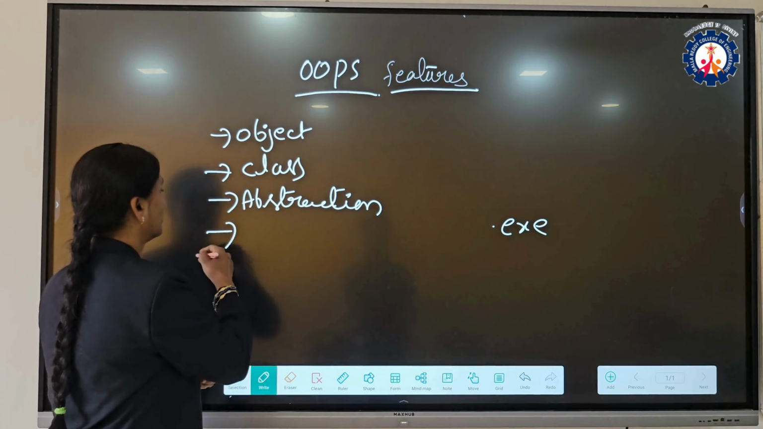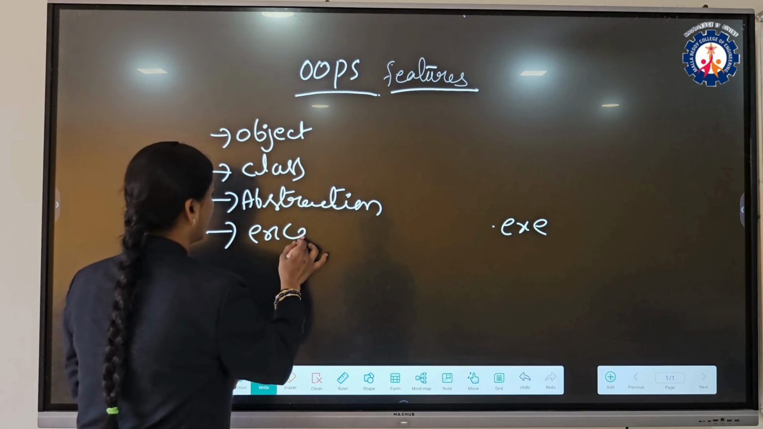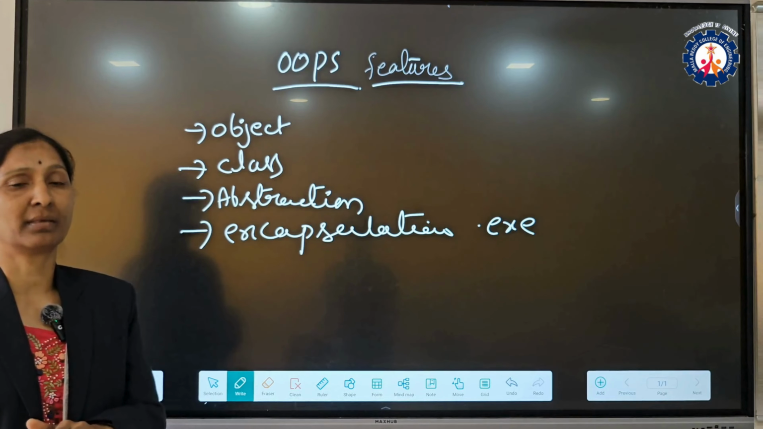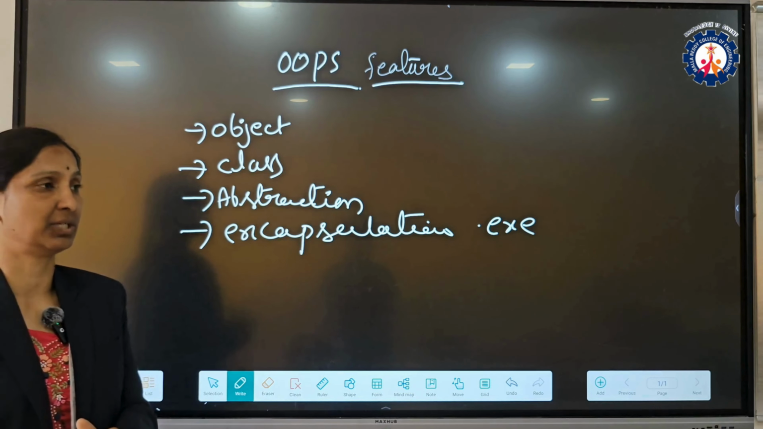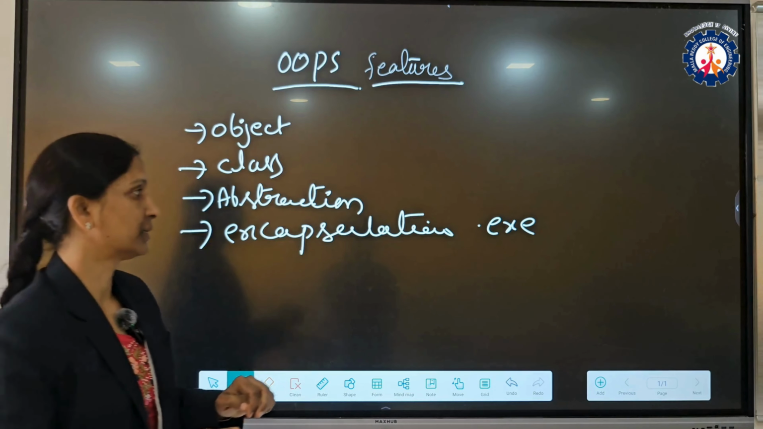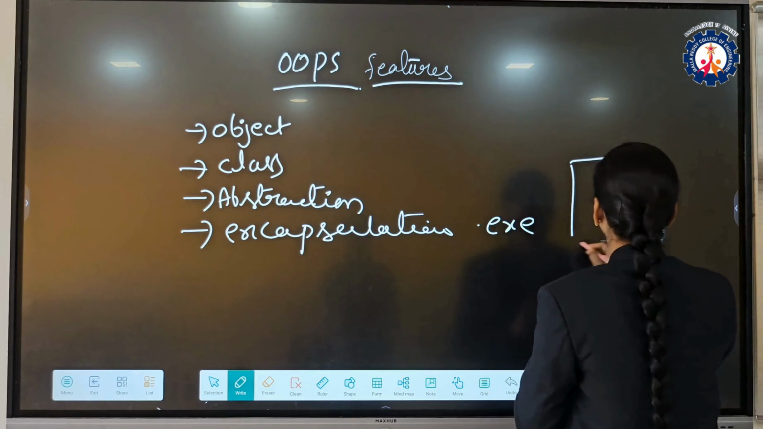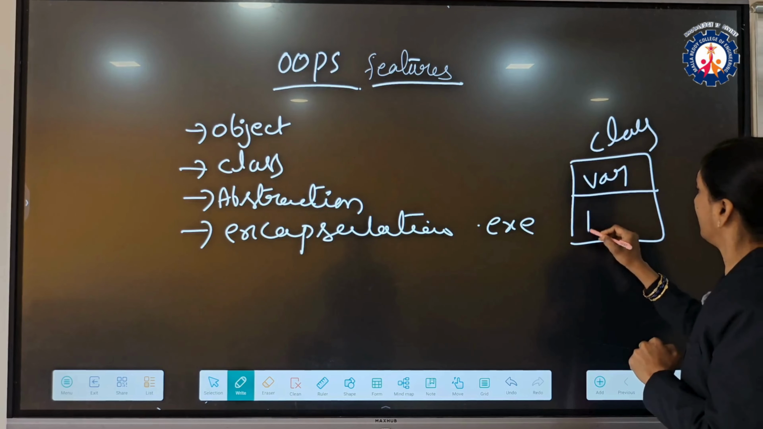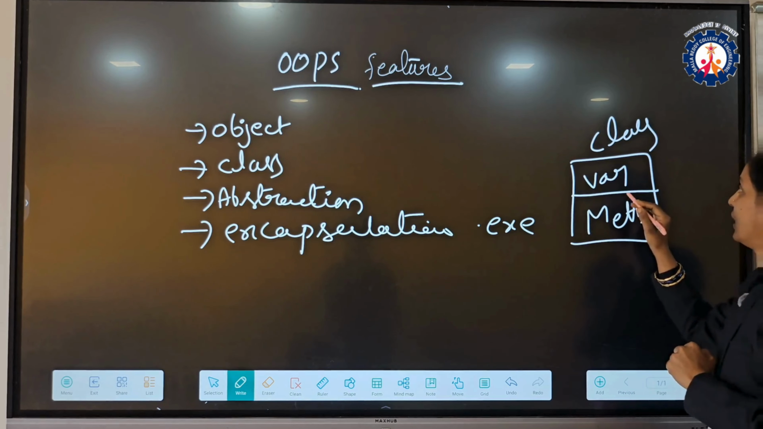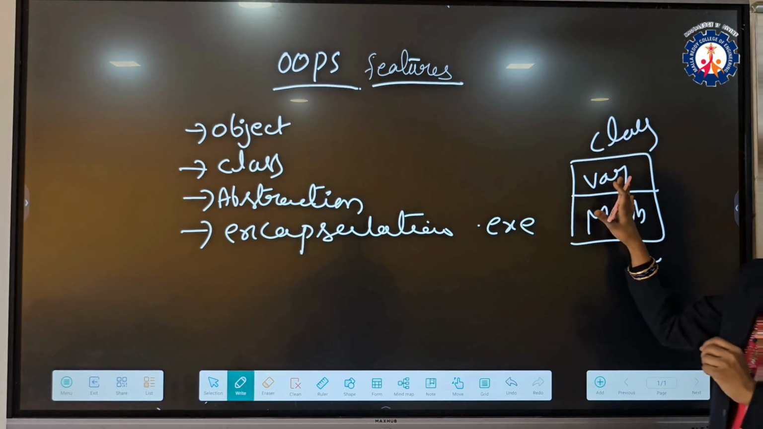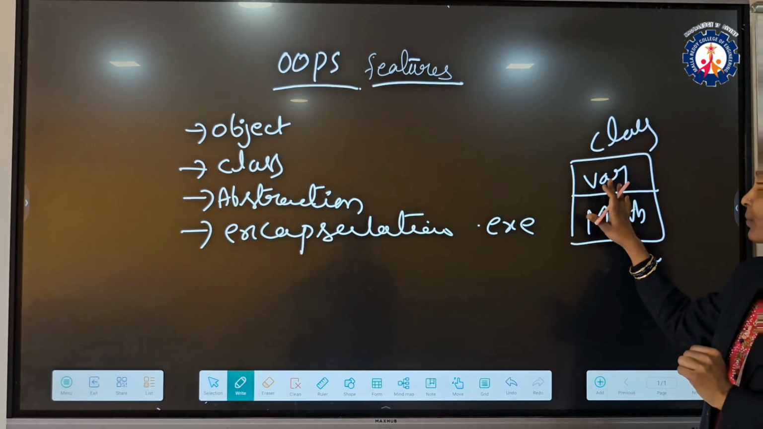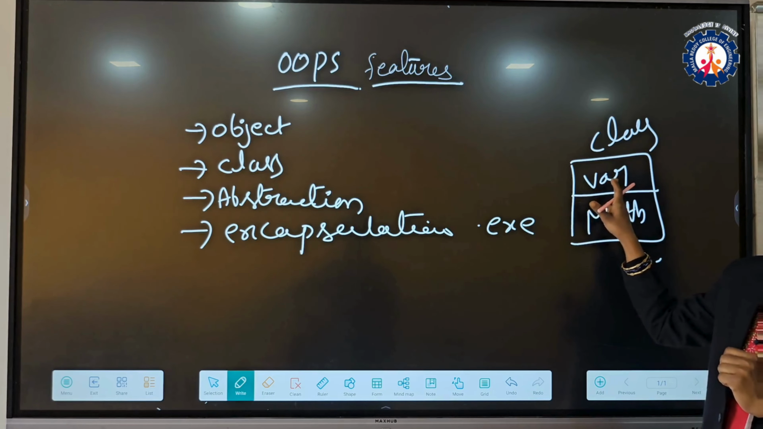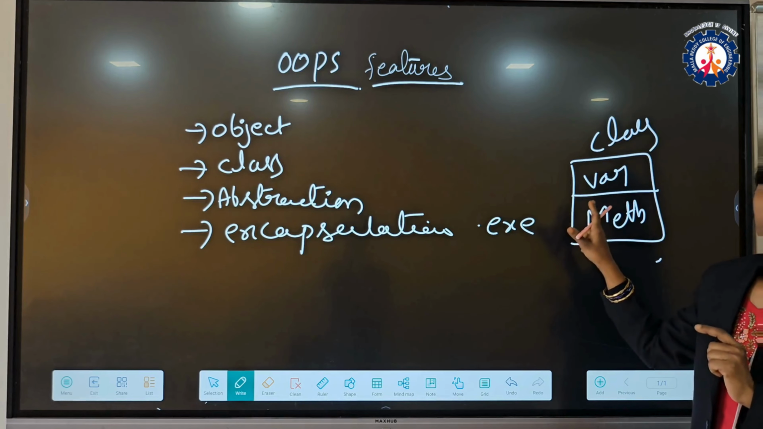And coming to the next OOPS concept, data encapsulation. Encapsulation is nothing but the binding of variables and methods inside the class, and it provides security. Just now I said a class has two parts, variables and methods, and these are bound in the class. This is known as data encapsulation, and it provides security. Unless we create an object for the class, we cannot make use of these variables and methods. This is called data encapsulation.